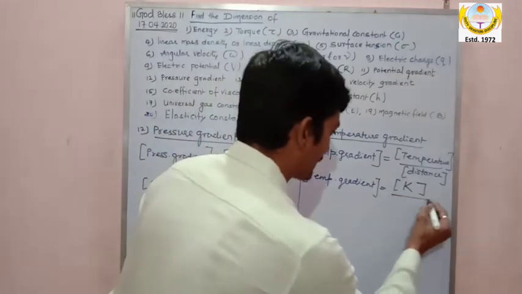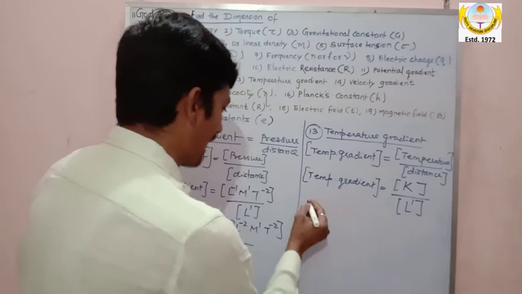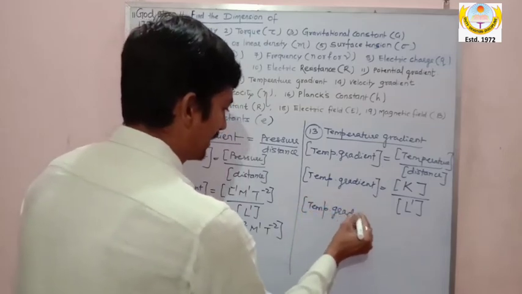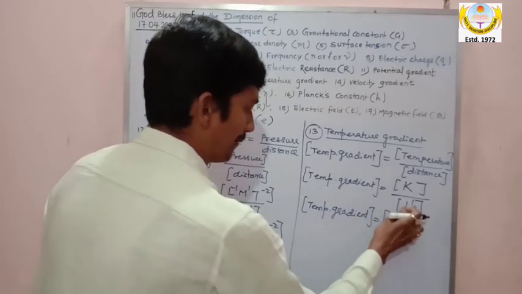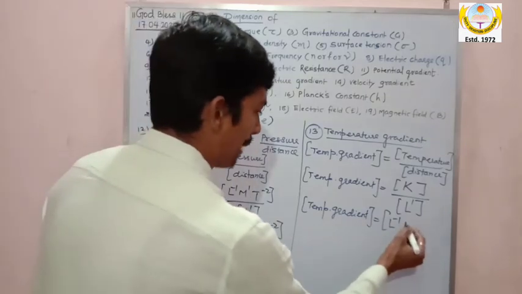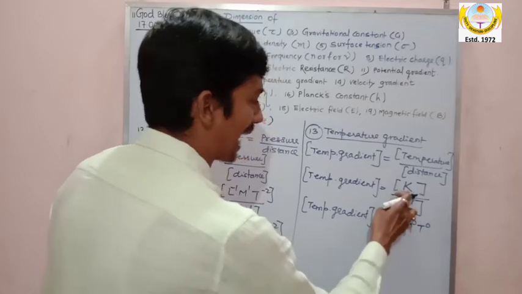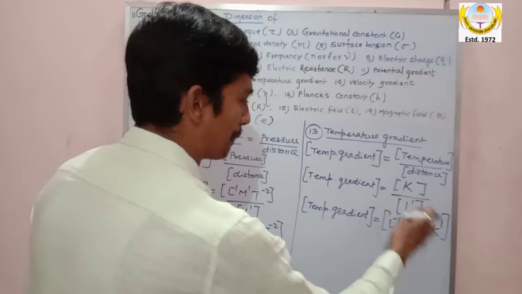Divided by the dimension of distance, you all know, L power 1. So what is the dimension for temperature gradient? The dimension of temperature gradient will be nothing but L power minus 1. This one will go up because I have to start with L only. L power minus 1, mass is not there, M power 0, time is not there, T power 0, and Kelvin is there, K power 1.